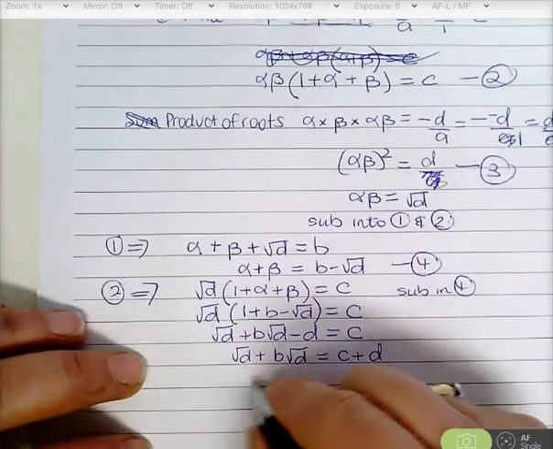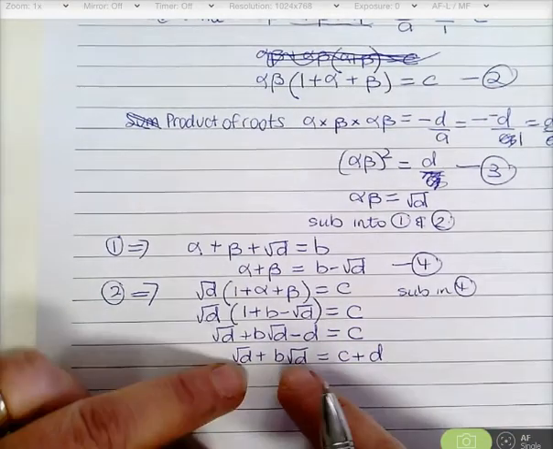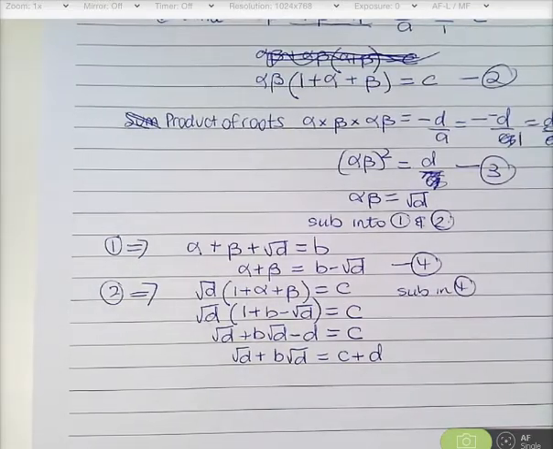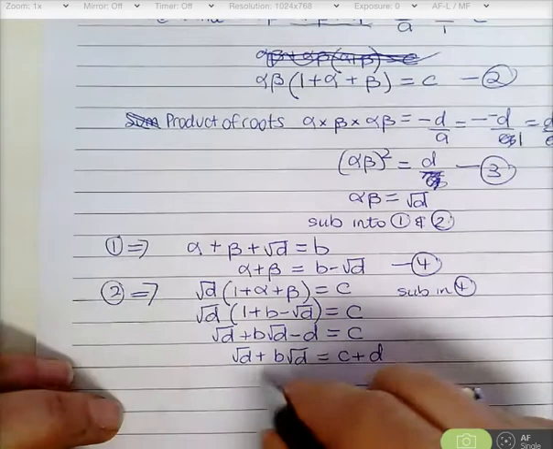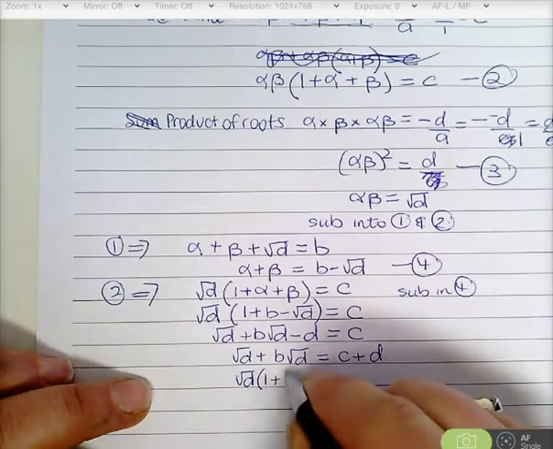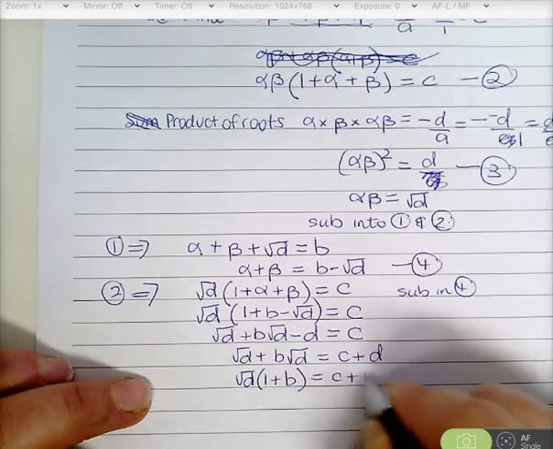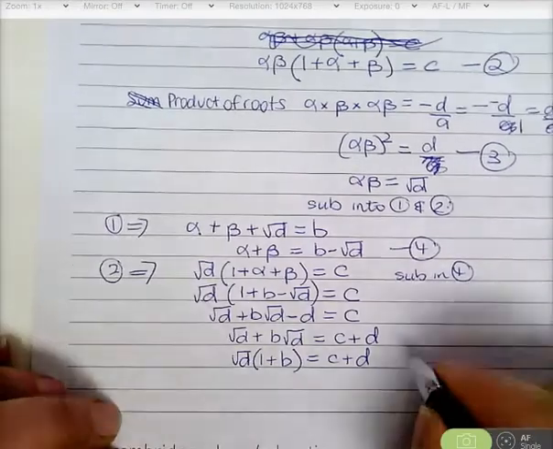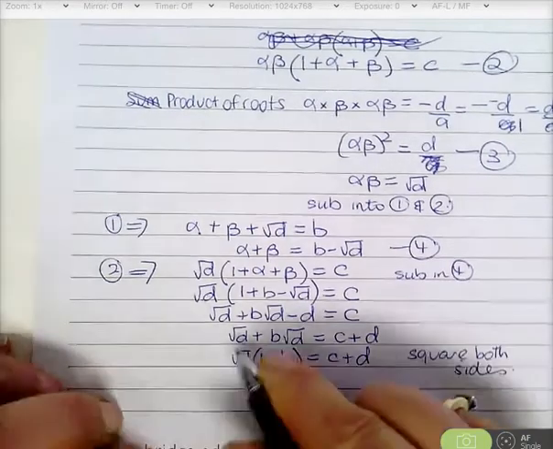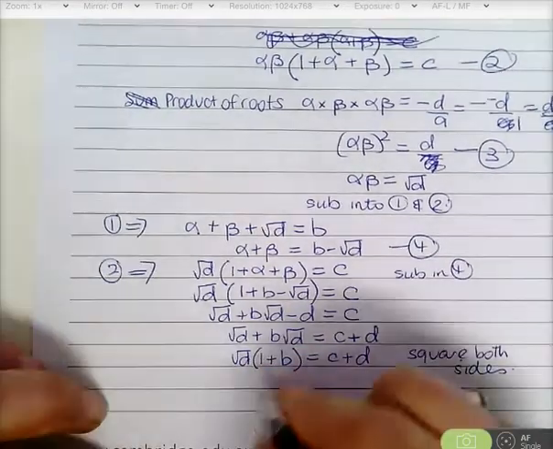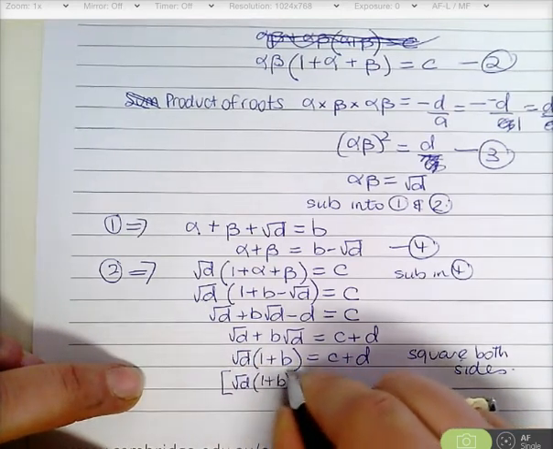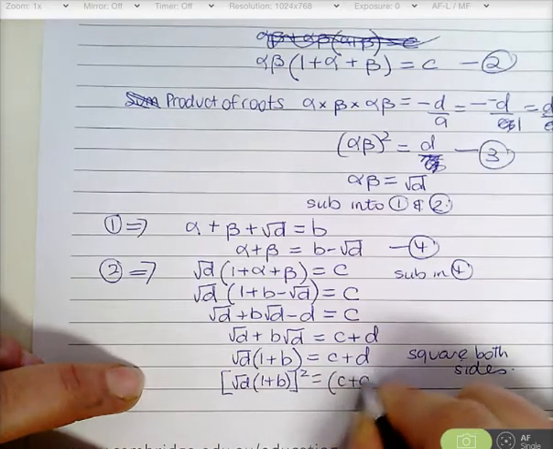Okay? The other thing we can now do, because we've got two terms on each side, what we're going to do is square both sides. So, actually, I can take out square root of d as a common factor first. So square root of d, 1 plus b, is equal to c plus d. So now what I'm going to do is square both sides. Okay? And the reason we're doing that is to get rid of the square root sign here with the d. So if I square both sides, I get square root of d bracket 1 plus b, squaring that side, is equal to c plus d squared.